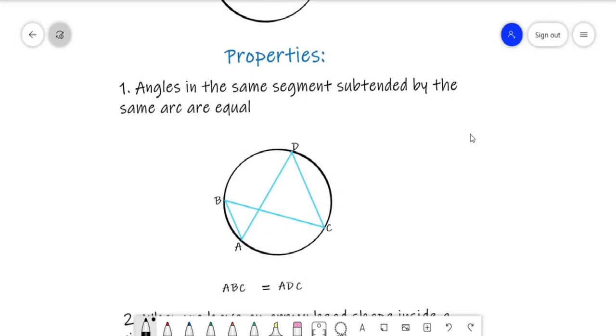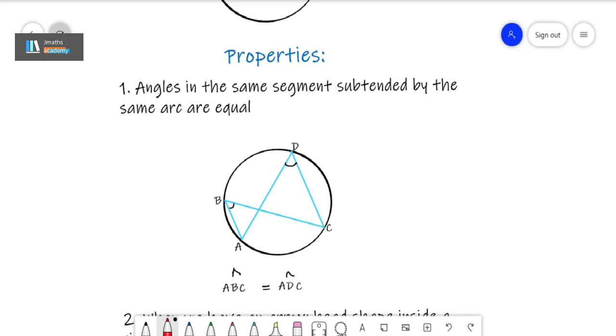So property 1. Angles in the same segment subtended by the same arc are equal. We can look at this diagram where we have angles A, B, D, C. From this property, we are told that angles in the same segment subtended by the same arc are equal. So we have angle ABC and angle ADC. So ABC is equal to ADC.